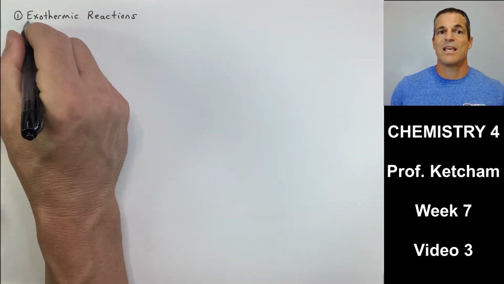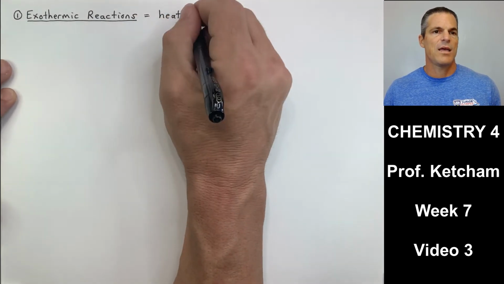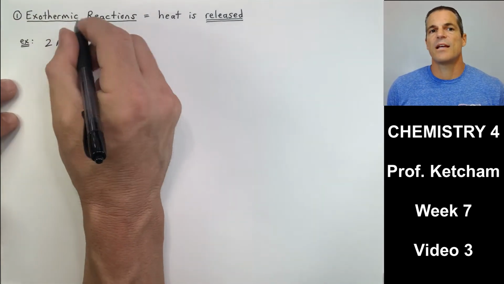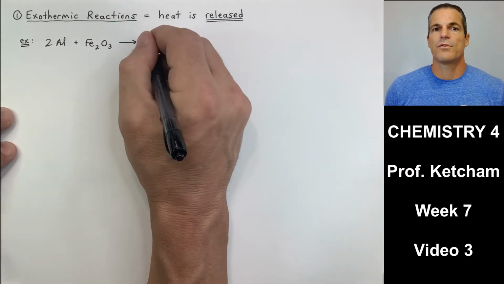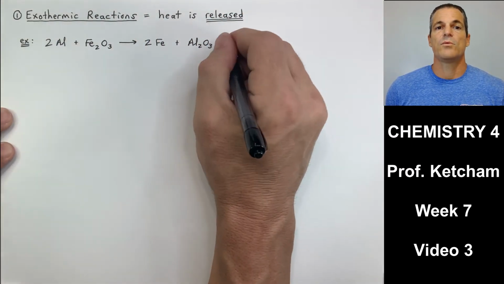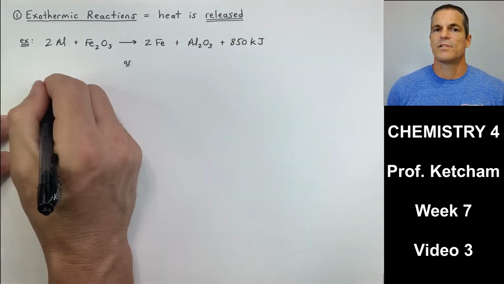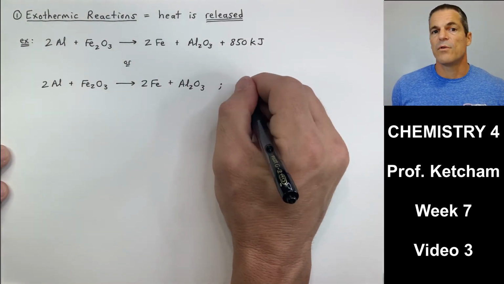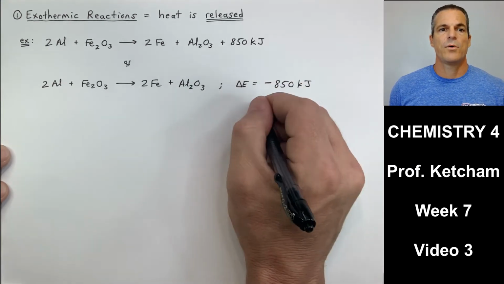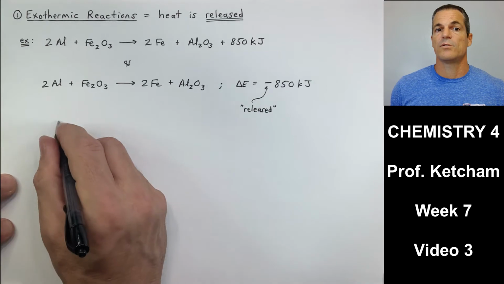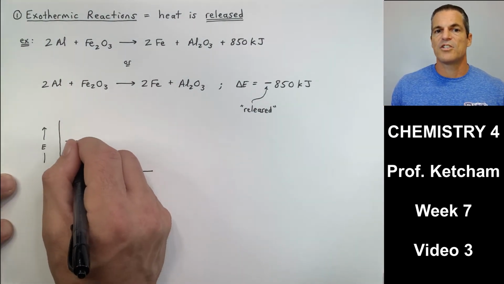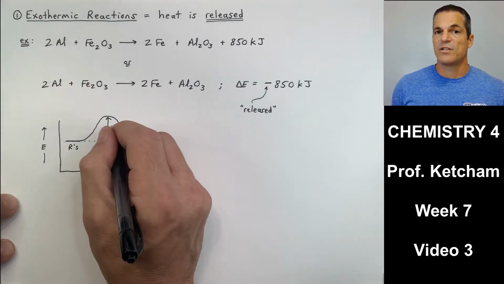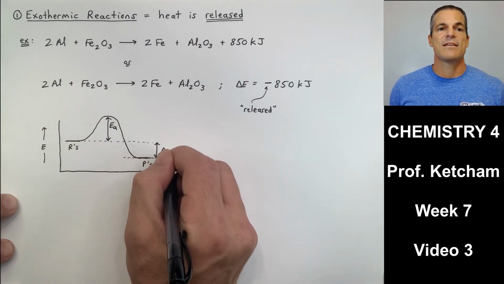So exothermic reactions, they release heat. If they release heat, an exothermic reaction in the test tube is going to feel hot. The test tube gets hot. Here's an example. You got 2 aluminum plus Fe2O3 yields 2 Fe plus Al2O3 and plus 850 kilojoules. That's because that's the energy released, right? Kilojoules is energy. Now, the way I usually write it is I just write the balanced equation the second way here. 2Al plus Fe2O3 yields 2Fe plus Al2O3. And then because energy is released, the change in energy is minus 850. And I'm putting that energy into a reaction energy diagram right here, where EA is my activation energy.